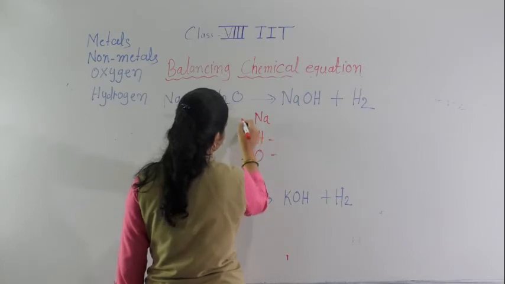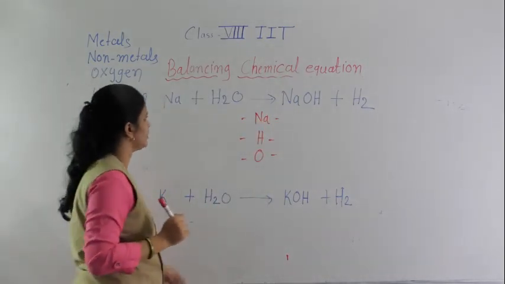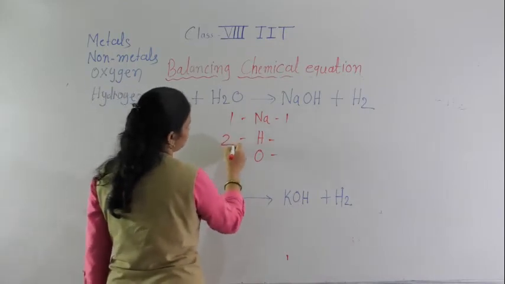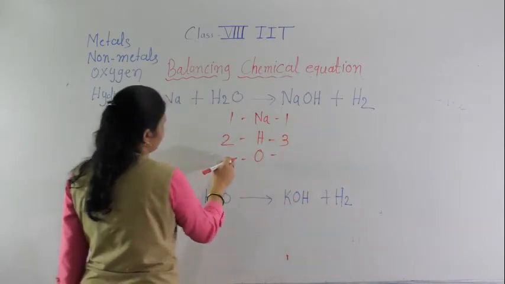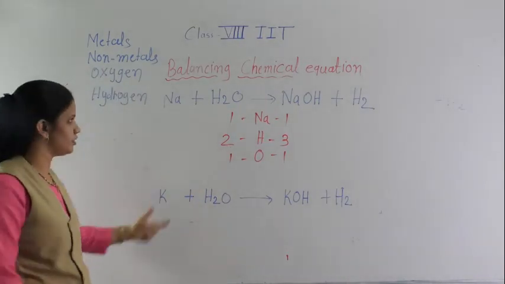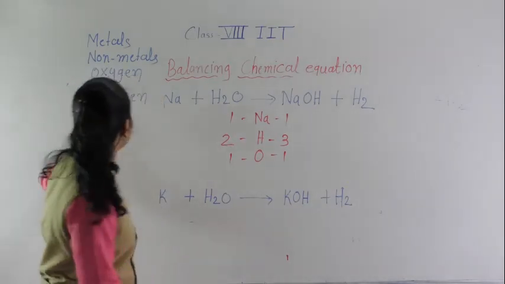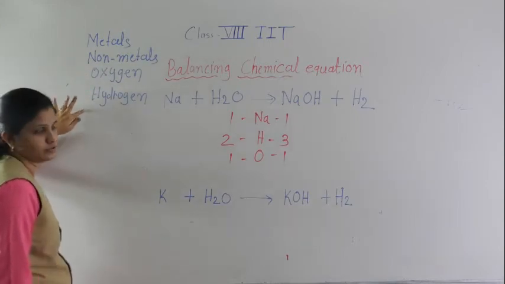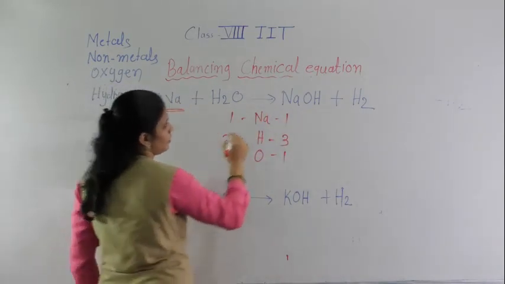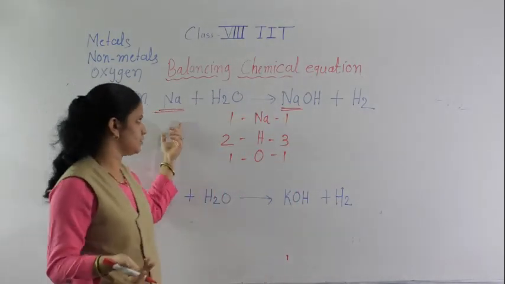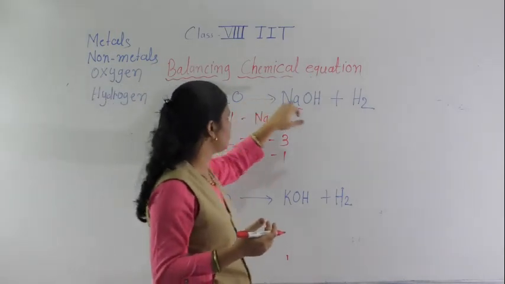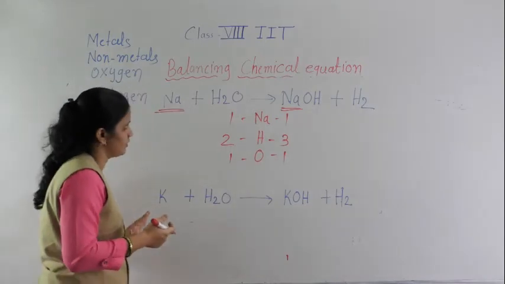Okay. See, we will write how many atoms are present. See, sodium, this side 1. This side also 1. Hydrogen here 2 and here 3, oxygen 1 and 1. See, now what do we have to balance? Whenever we balance an equation, remember this order: metal, non-metal, oxygen and hydrogen. So first see metal. In this reaction the metal is Na. Sodium is balanced. Now any non-metal, then directly oxygen and hydrogen. So we will see oxygen here, oxygen 1. On this side also oxygen 1. So it is balanced.